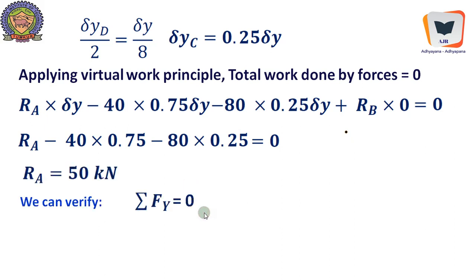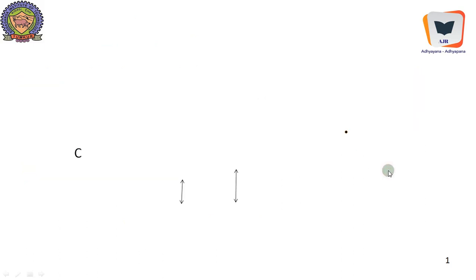We can make a small check. Sigma Fy should be equal to 0 according to principles of equilibrium. We have RA plus RB going up, 40 plus 80 coming down, which gets us 120 kilonewton. And if we add this RA that is obtained through the virtual work method, and RB which is equal to 70 kilonewton, 70 plus 50 becomes equal to 120. That's how we can also check whether we have done the problem correctly or not.